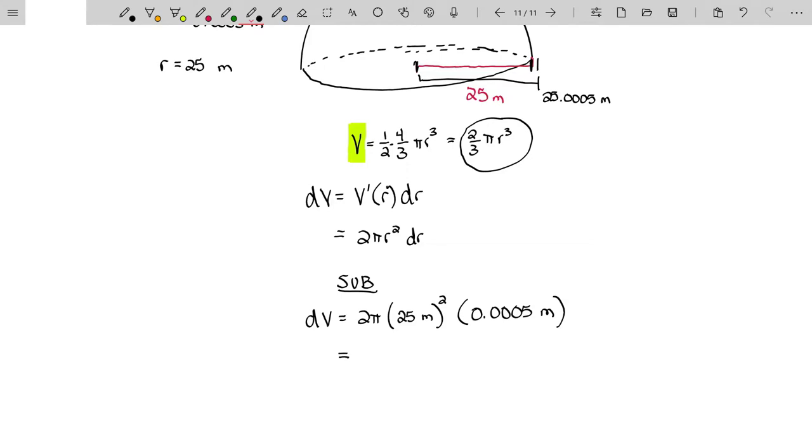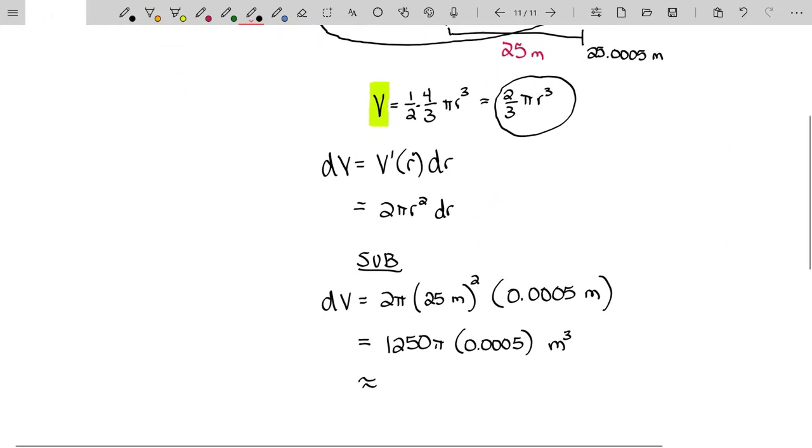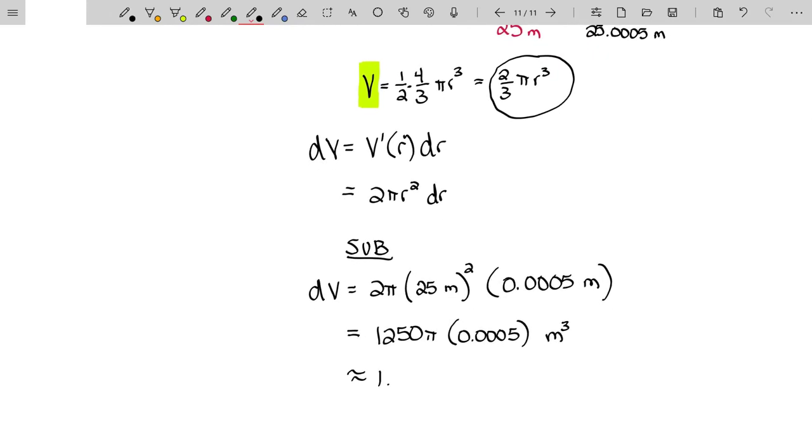25 squared is 625. Multiply that by 2, it's 1250. So 1250 pi times 0.0005 cubic meters. And as I mumbled a few moments ago, you will likely need to grab a calculator at some point for a problem like this. I'm just going to multiply all this out while you're waiting. So I get the following: it's approximately, and I'll round to the nearest 4 decimal places. Why not? I don't know why. Just why not?